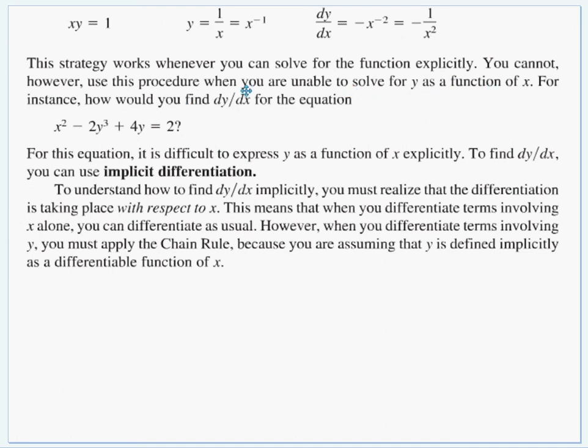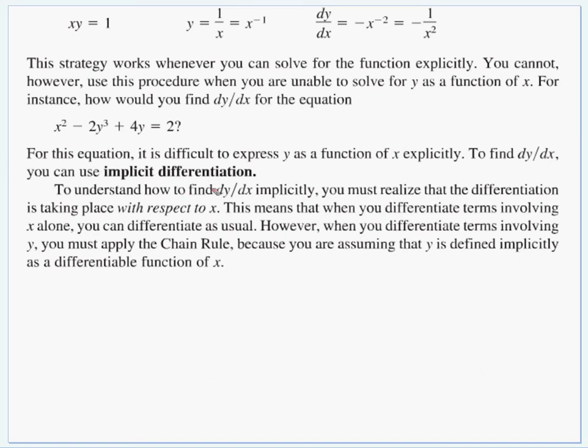For example, how would you find dy dx for this equation? If we try to get the x by itself, or the y by itself, we're going to run into trouble. If we move the x squared over, we could sort of block these off and factor out a y, but then there's still going to be a y squared inside. It's going to be difficult or impossible to get the y variable by itself. So to derive this, we would use implicit differentiation.